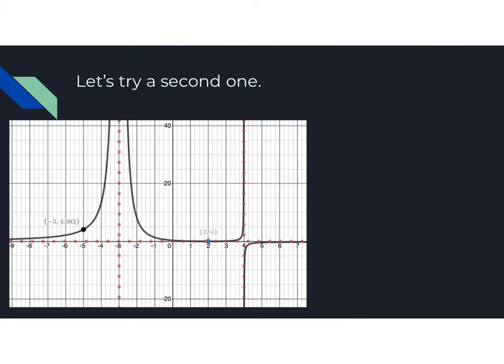Let's try a second one. Again, make sure you're copying down these graphs in your notebook. If you're watching the video, you should pause, write down as much as you know, then come back to the video and add in or make corrections. The first thing I notice is that I have an x-intercept (2, 0) with a bounce. Again, that implies multiplicity of 2.